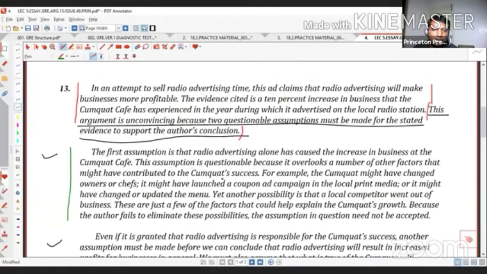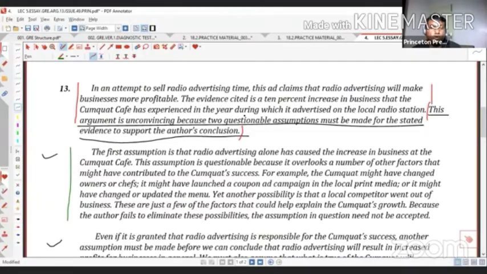What's that? The first assumption. They have said, but they haven't mentioned which two. The first assumption is that assumption means what? Assumption means what is thought to be true, it may even be wrong, or what has been taken for granted. The first assumption is that radio advertising alone has caused the increase in business at Camquat Cafe.